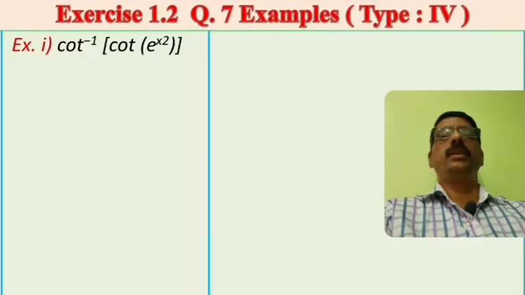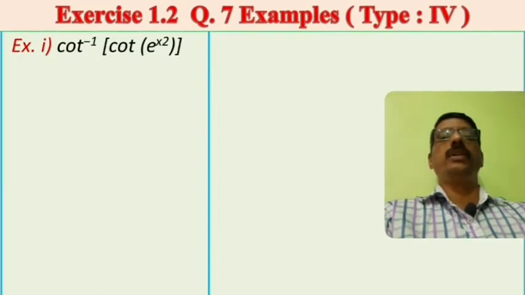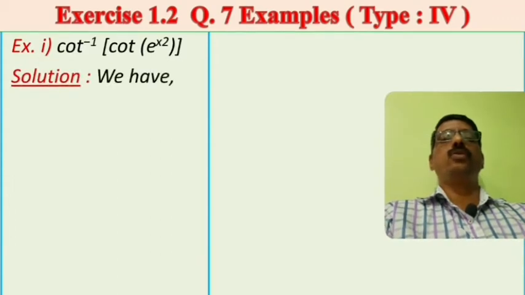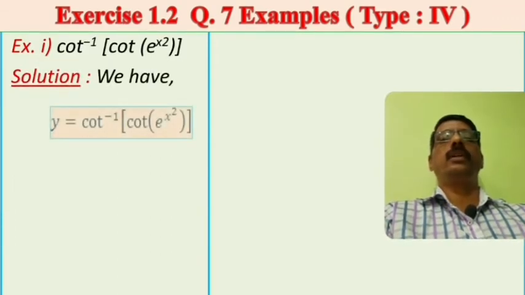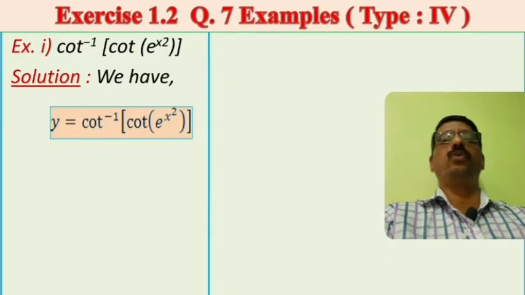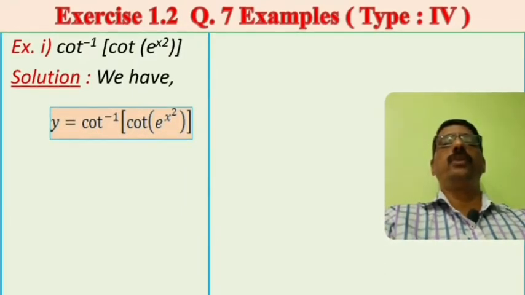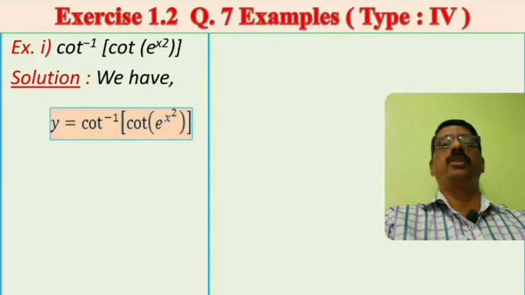The first example is cot inverse of cot of (e raised to x square). That is the given function which I have to discuss here. Firstly, write the given function as y equal to cot inverse of cot of e raised to x square. That is our given function. Now we have to find the derivative of the given function.